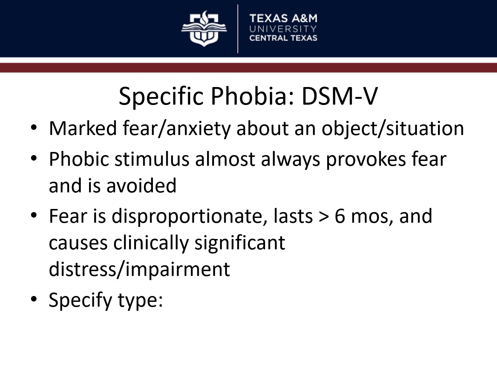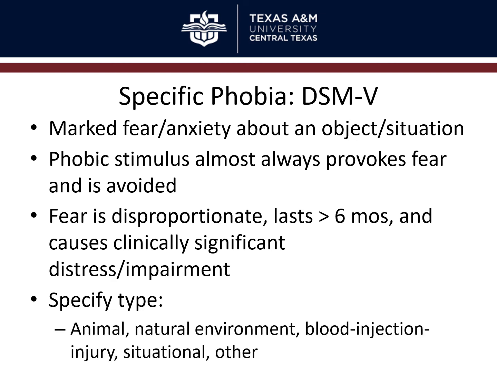And then for specific phobia, you can specify the type. If it's animal, you're afraid of spiders, snakes; natural environment, heights; blood injection injury, it's usually people afraid of needles; situational, being in certain situations; or other. Now the thinking when they have this kind of specify the type was, we're going to see different courses of the disorder, maybe different genetic vulnerabilities, different responses to treatment, and not so much happened.